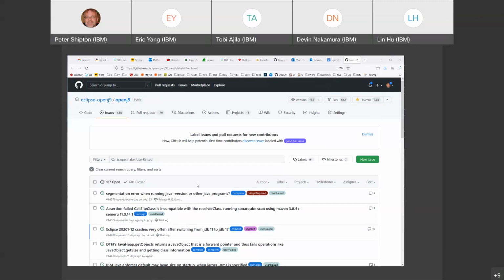The other one that came in the last week seems to be a JIT issue, an assertion, and someone's supposed to be looking at it.